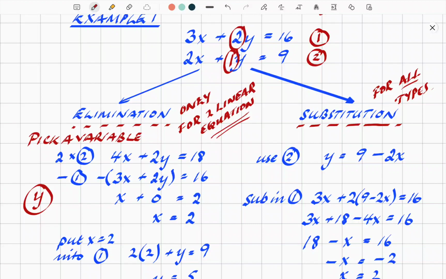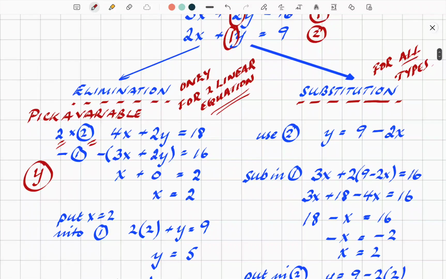So having picked y as the one that I want to eliminate, I then want to make the coefficients the same. Best way to do this is to take equation 2 and times it by 2. So I end up with 4x, so 2 times 2x, plus 2 times y equals 2 times 9, so that's 18. Okay, 4x plus 2y equals 18. And that now gives me 2y in my equation 2 and 2y in my equation 1.